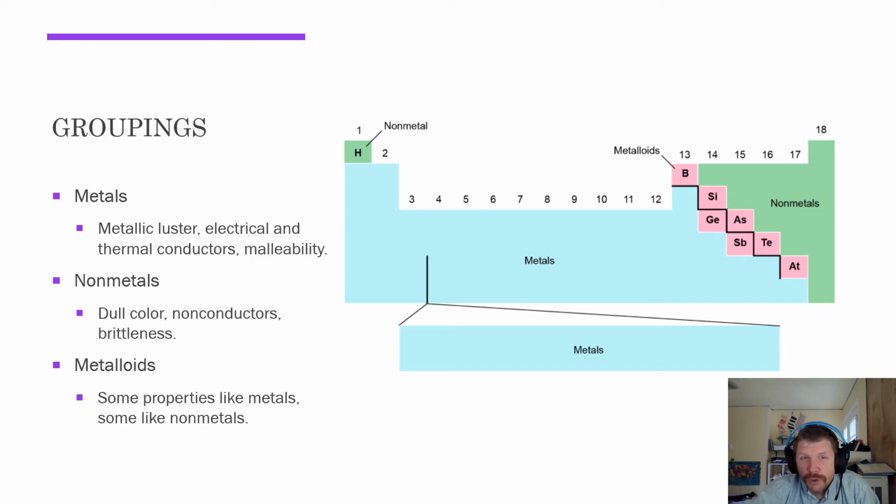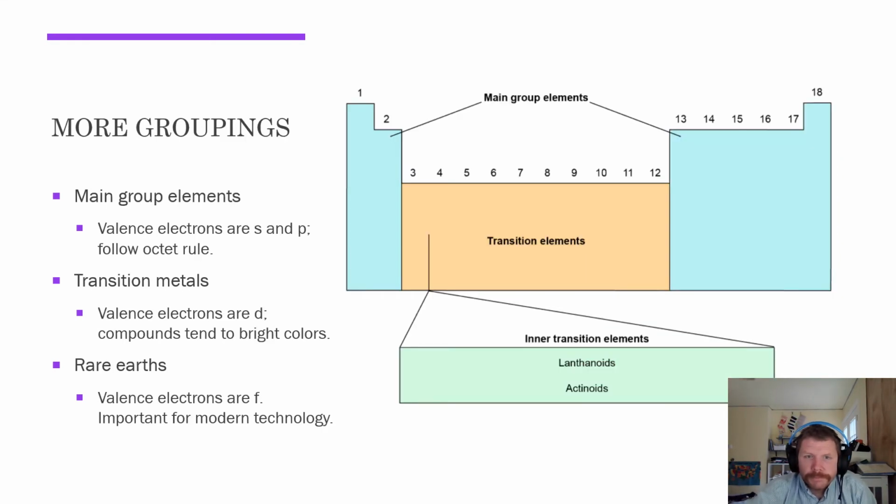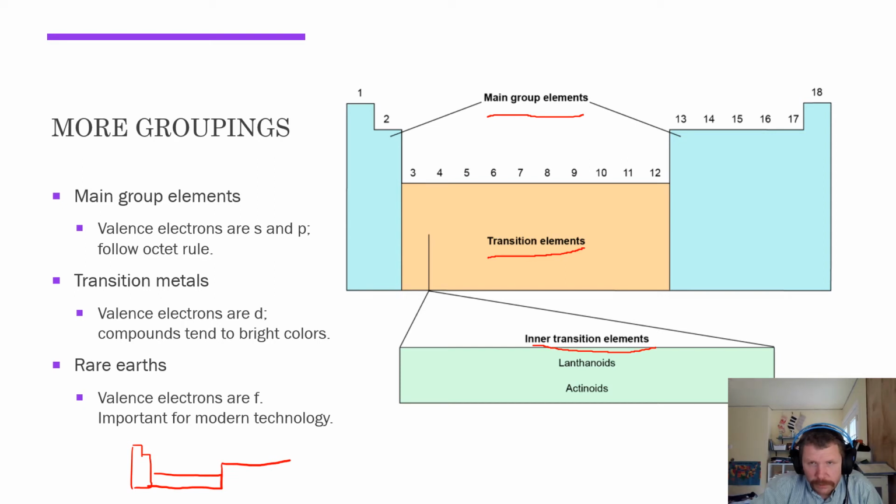As you can see, the vast majority of the periodic table is grouped into metals. If you want to take it a little bit further, you have main group elements, transition elements, and inner transition elements. If you wanted to organize the periodic table completely, it would look like this, where you have your main group elements right here, your TE transition elements, and then your ITE inner transition elements right here.